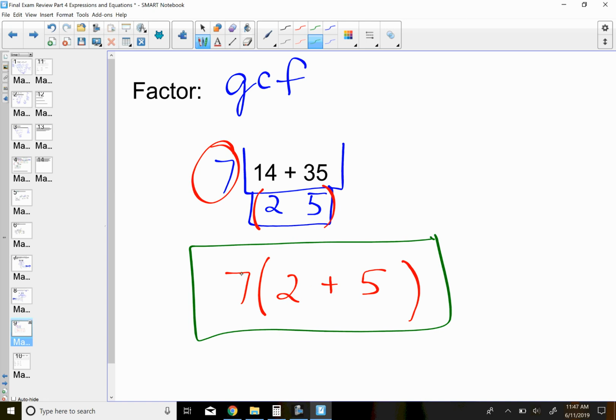If I want to check it, distribute. 7 times 2, there's the 14 I started with. 7 times 5, there's the 35 I started with.